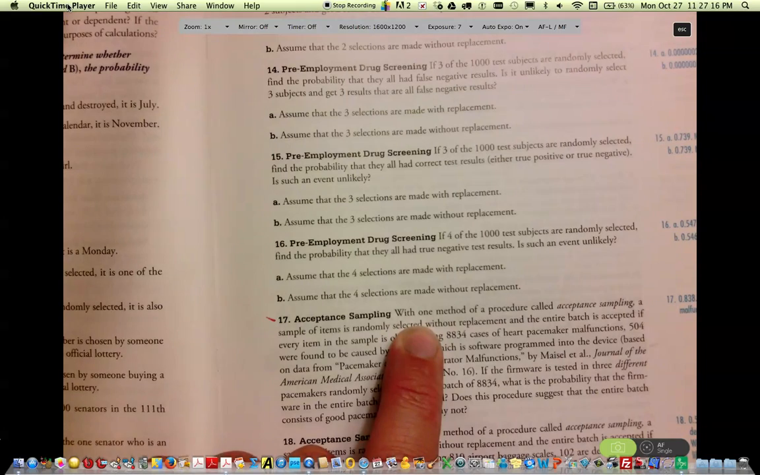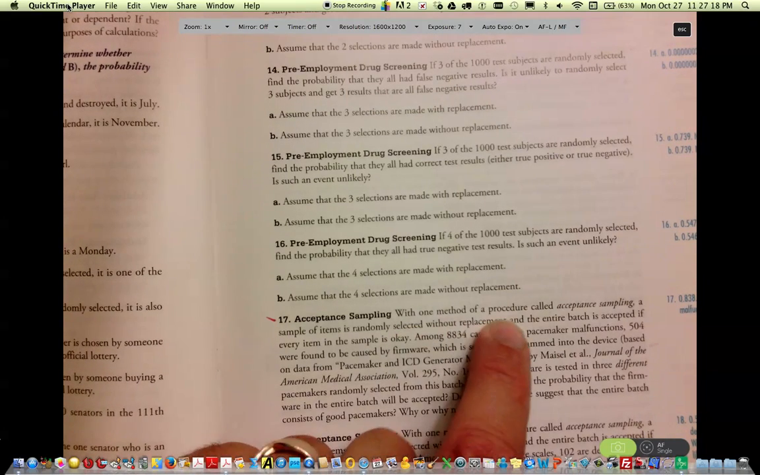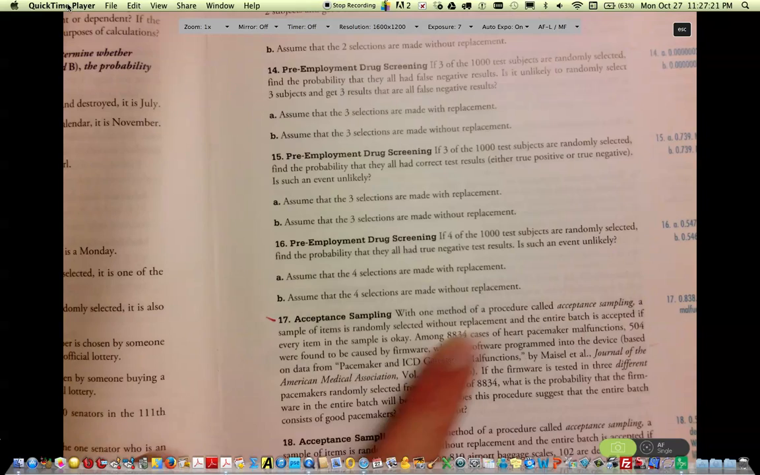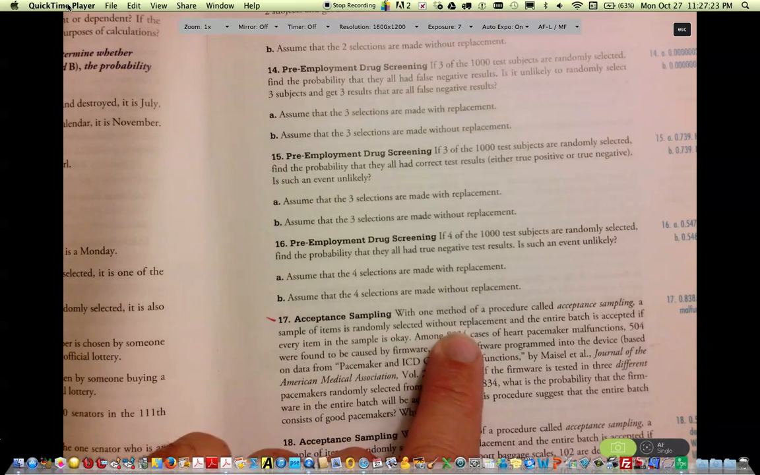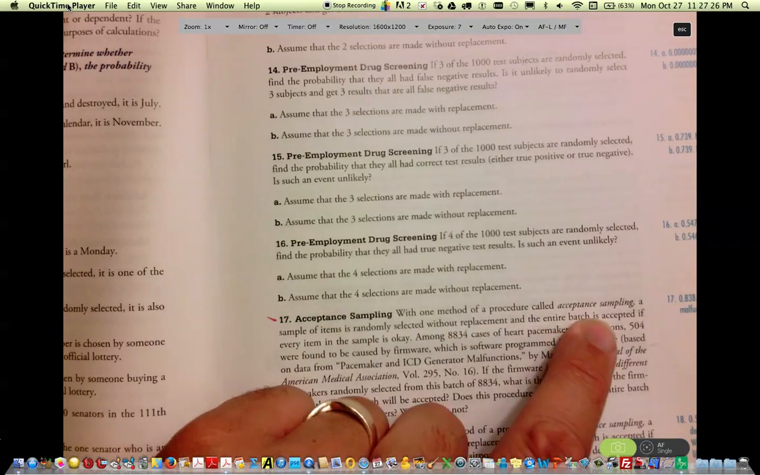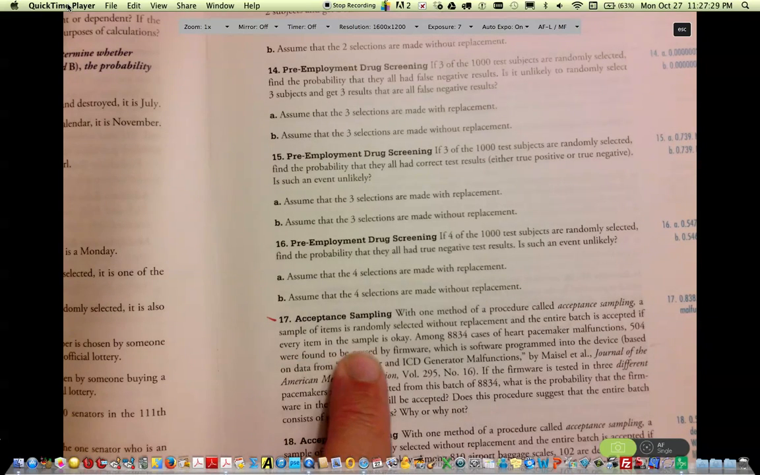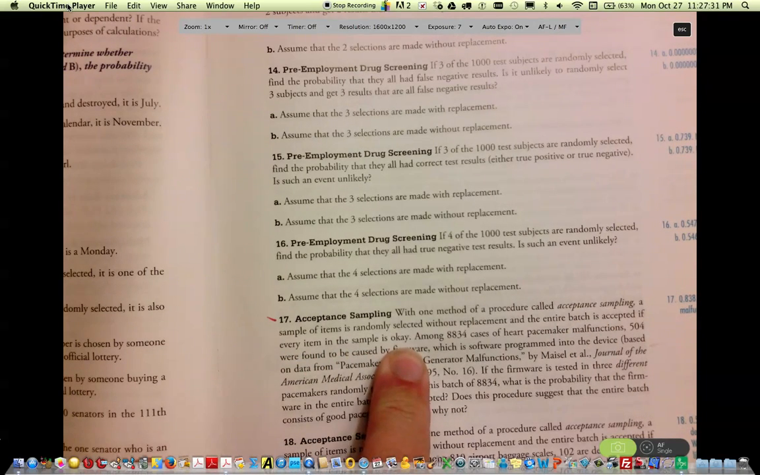So number 17 says, with one method of procedure that's called acceptance sampling, a sample of items is randomly selected without replacement, and the entire batch is accepted if every item in the sample is okay. Alright, so we're going to take a sample from a big population. We're going to take 5 of them. If all 5 of them are okay, we're going to accept the batch. Does that necessarily mean that everything that is in that batch is good? No, it doesn't mean that at all. It just means that this is our rule for accepting or declining a batch.